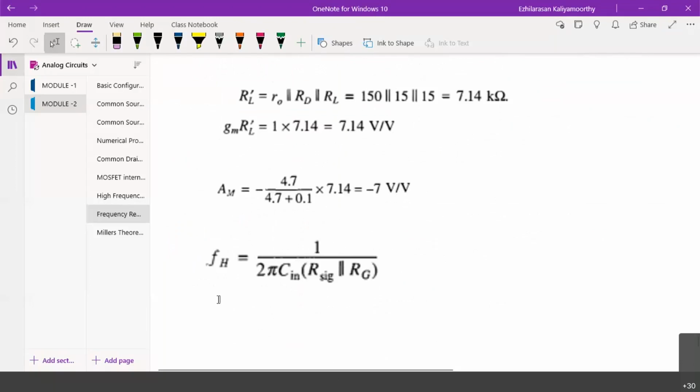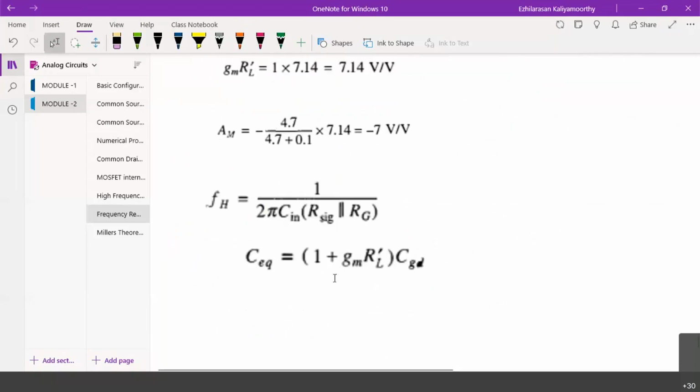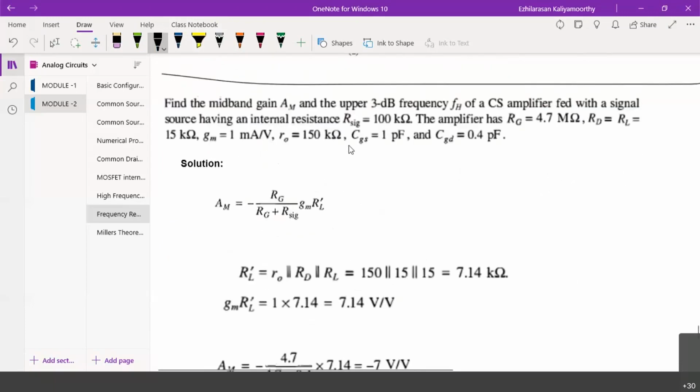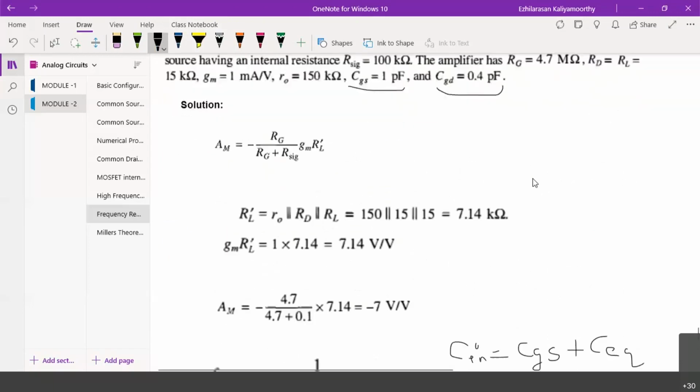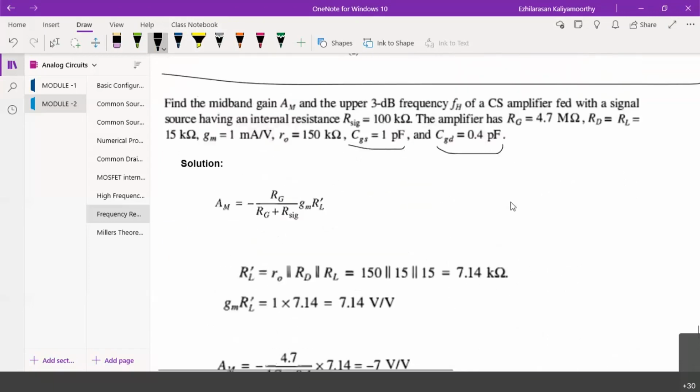C in is nothing but C equivalent. Already we know that. So C equivalent is equal to 1 plus GM RL dash into CG. This can also be written as C in is equal to CGS plus C equivalent. Now you see here CGS is 1 picofarad, but the CGD is 0.4 picofarad.